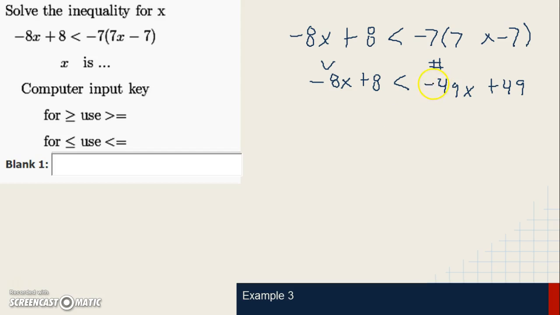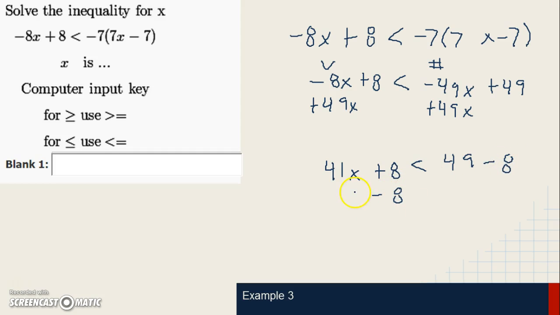First thing I'm going to do here is eliminate this negative 49x from my number side by adding 49x to both sides. Negative 8x plus 49x is just 41x, plus 8 is less than 49. Now I can use inverse operations to get x by itself. The first thing I'm going to do is subtract 8 from both sides, and I have 41x is less than 41.